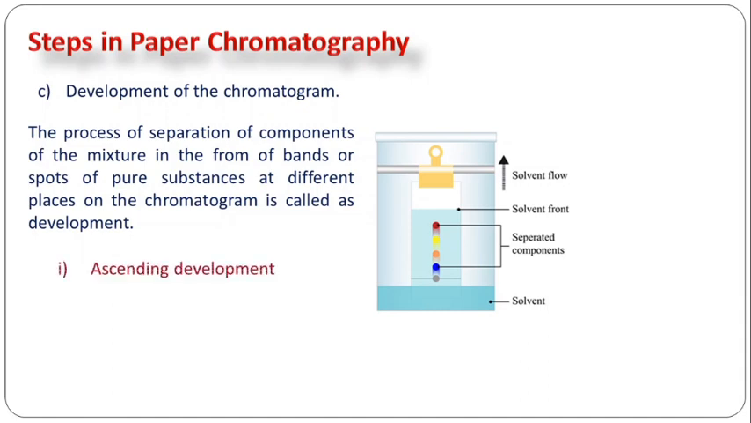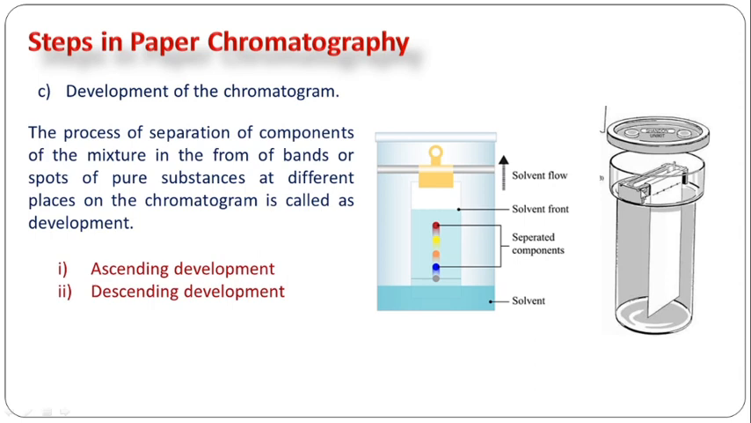So development of chromatogram is of two types. First one is ascending development, where the running solvent or mobile phase is at the bottom and goes up by capillary action, moving opposite to the gravitational force. And the second one is descending development. In descending development, the solvent reservoir, the mobile phase reservoir, is on the top, and it moves from up to down.